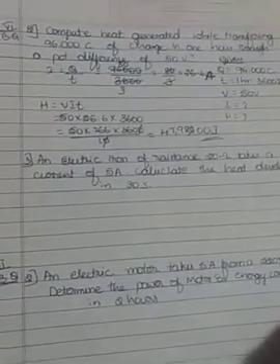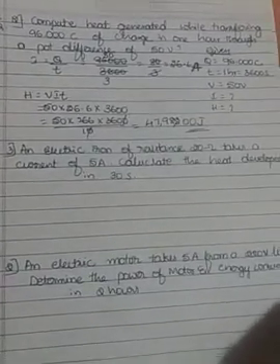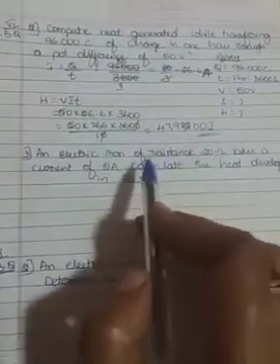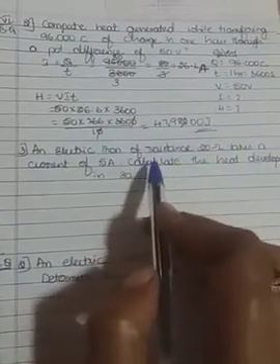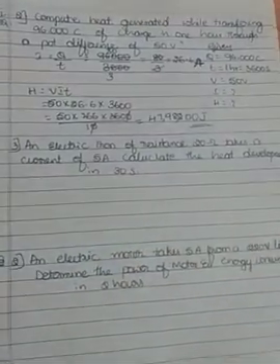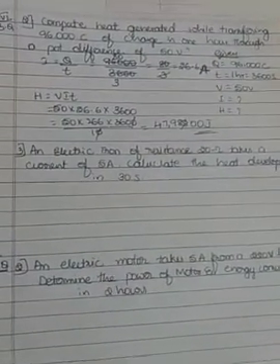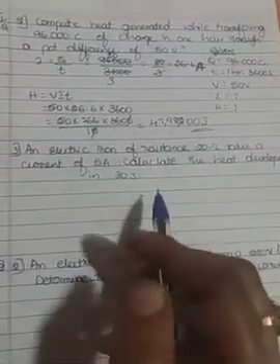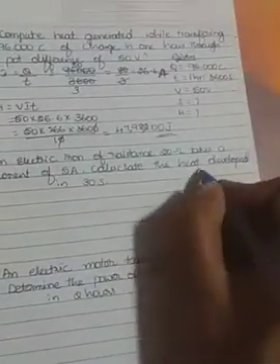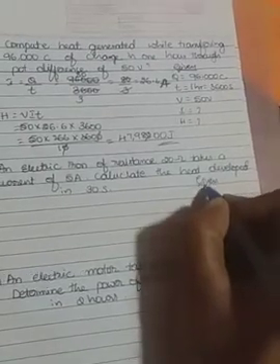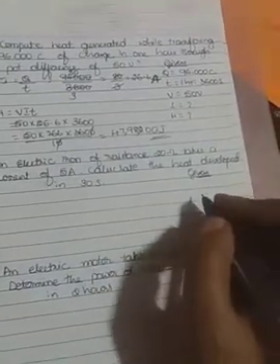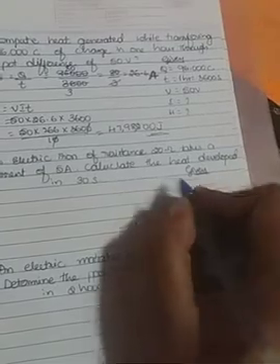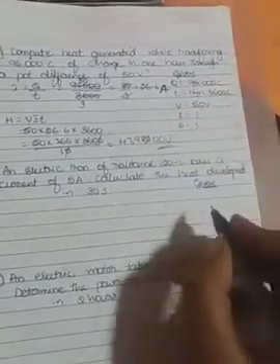Next, let's move to the third one. In this, an electric iron of a resistance 20 ohm takes a current of 5 ampere. Calculate the heat developed in 30 seconds. So here also let's write the given. Here also we want to find out the heat energy. Here the resistance has been given.